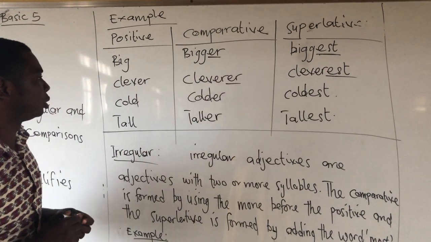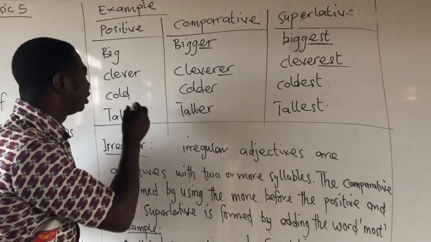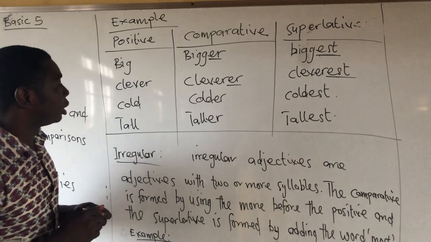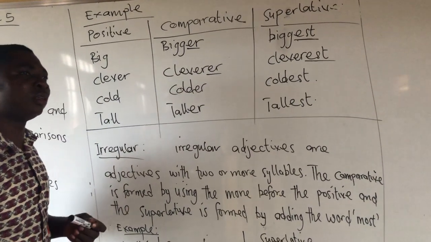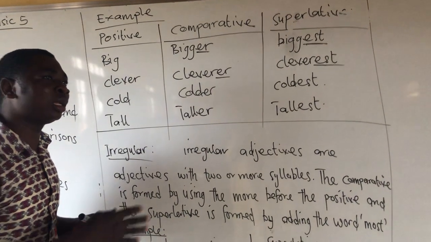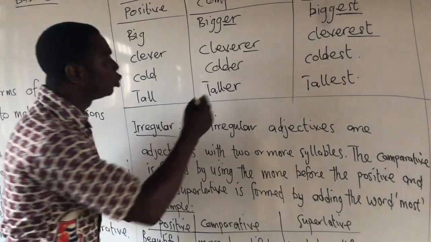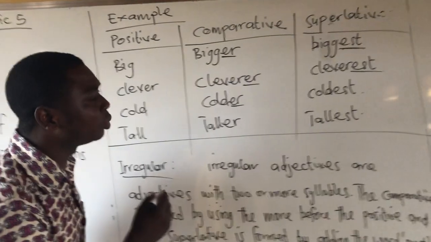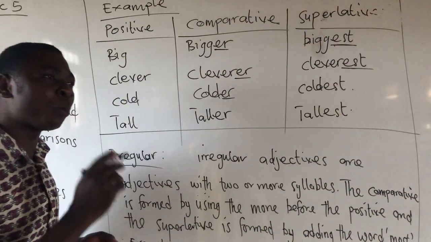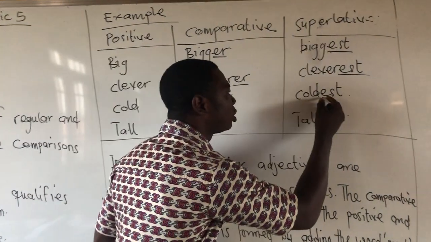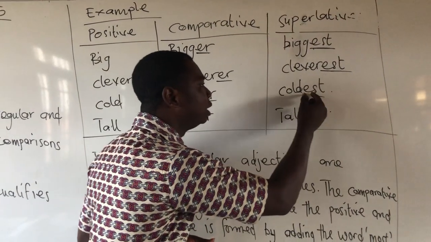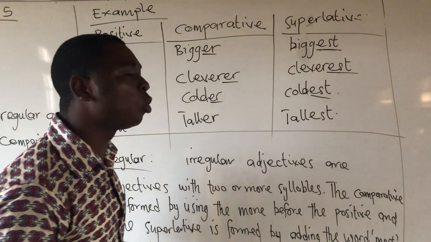Cold. The weather is cold. The weather is colder today than yesterday, or than that of yesterday. So you are adding the er to it to form the comparative form of it, comparing two things. When you are comparing three or more, we add est to it. That is the coldest.